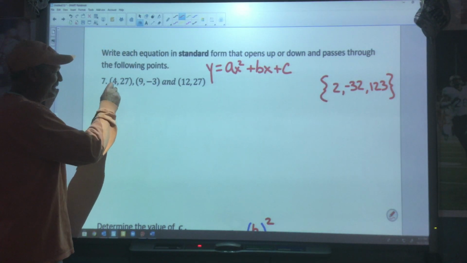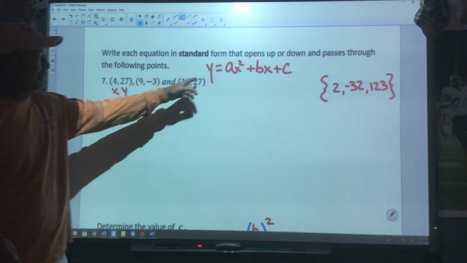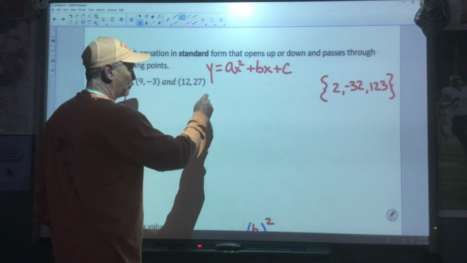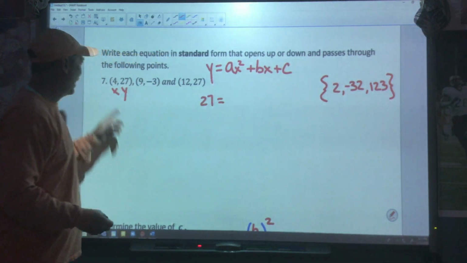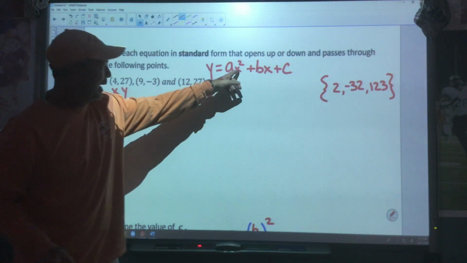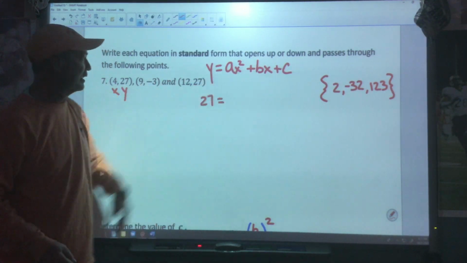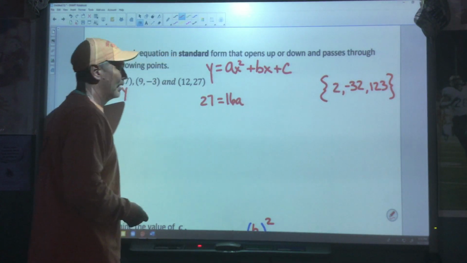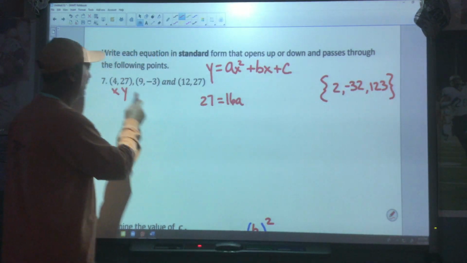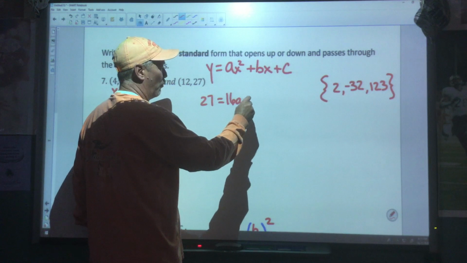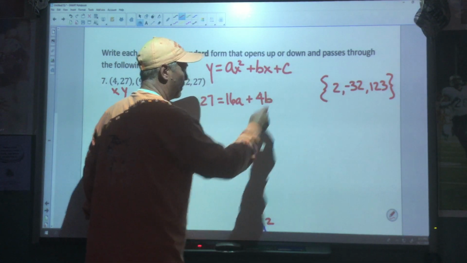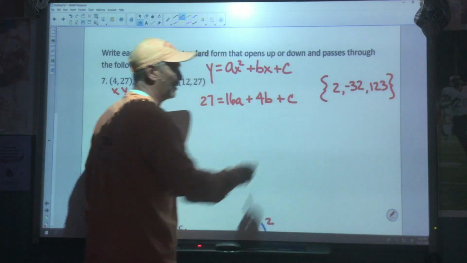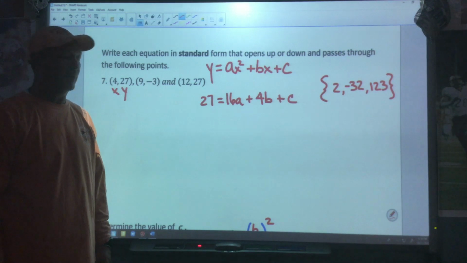First equation, this is an x, this is a y. So we're going to substitute into this form right here. All right, my y value is 27 equals, my x value is 4. I need to square the x and I get 16. A times 16 is 16a. And then I go b times x. B times 4 is 4b. And then I have c. We don't have a value for c. It's just going to say c every single time. We don't mess with the c number or the variable.